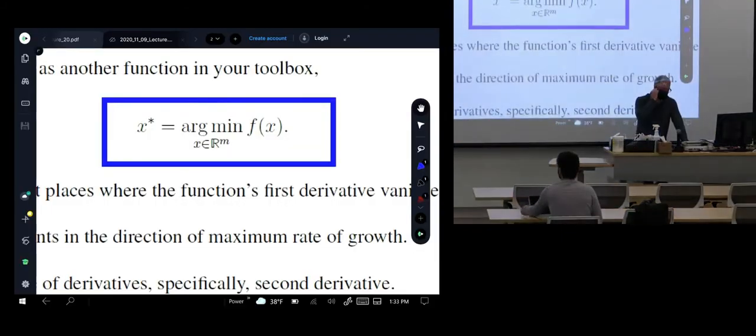So we're going to emphasize this argmin function, which we have seen in the course. Our function will be a scalar. It will take on values in the reals, but it depends on many different parameters, here m. And remember, x star is the argument of the minimum of the function if f applied at x star is the smallest value that the function takes on.